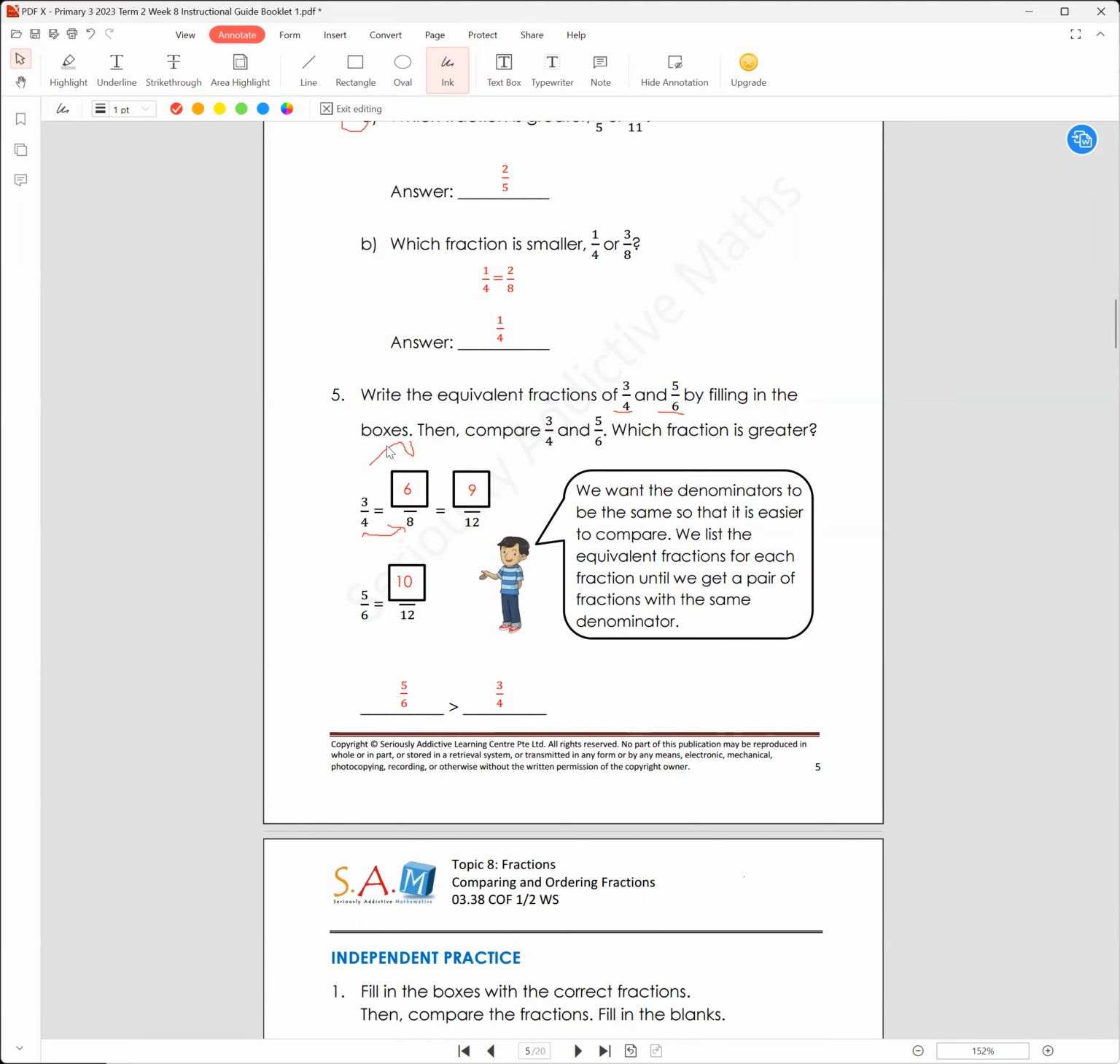So why not times 3 then? The first one is times 2, right? So if they cannot get a common denominator, then times 3, and they get 9 out of 12. 5 out of 6, right? So to make 5 out of 6 into 12, 6 times 3.